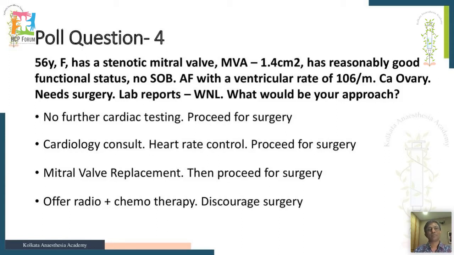So, a known patient with mitral stenosis with a mitral valve orifice area of 1.4 square centimeter with good functional status, no shortness of breath, AF with a ventricular rate of 106, needs surgery for CA ovary. What would be your approach? No further cardiac testing, proceed for surgery, cardiology consultation, heart rate control, and then proceed for surgery? Or is it mitral valve replacement and then proceed for surgery? Or just offer radiotherapy, chemotherapy, and discourage surgery?